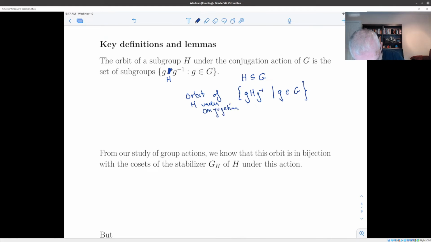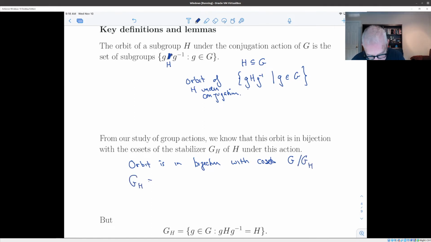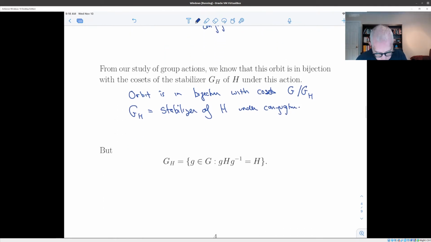And we know some things about this situation. Namely, that the orbit is in bijection with the cosets G mod G_H, where G_H is the stabilizer of H under conjugation. This is a general fact about group actions, that the orbit of a point in an action is in bijection with the cosets of the stabilizer. We worked this out in our discussion of group actions. What does it mean to stabilize H? Well, it means that we're taking just the elements in G which, when you conjugate H by that element, you get H back.